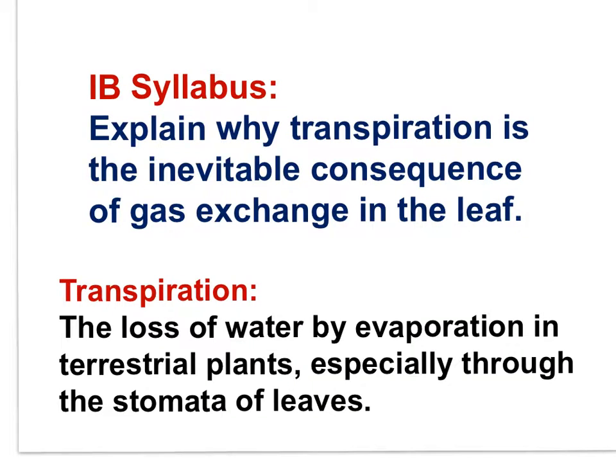Here is the first IB syllabus statement of the movie. Explain why transpiration is the inevitable consequence of gas exchange in the leaf. As the leaf exchanges gases through its open stomata, water will transpire out. To allow carbon dioxide into the leaf for photosynthesis, the stomata must be open, and with open stomata, the evaporation of water from the leaf is an inevitable consequence.